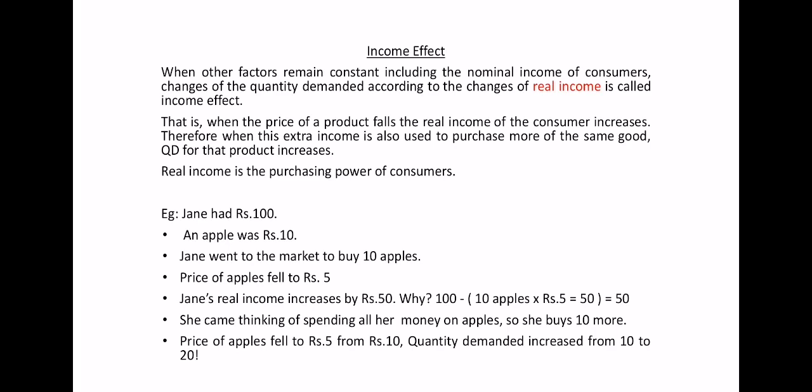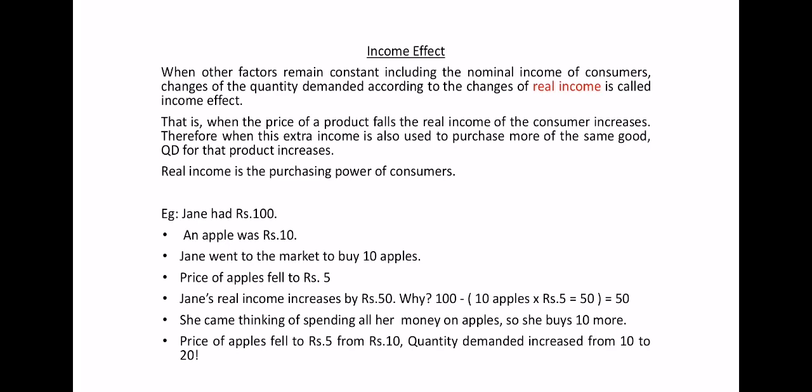Let's look at this example. Jane had 100 rupees. That's the real income of Jane, the income that she's going to spend, the purchasing power. An apple is 10 rupees, so the purchasing power she has is for 10 apples. Do you get it? The real income is for 10 apples. 10 into 10 is 100.